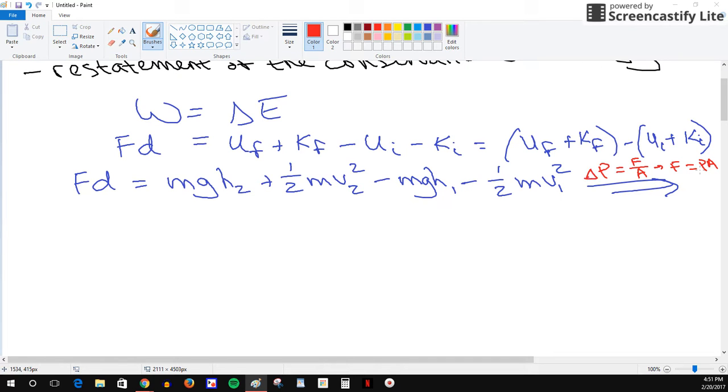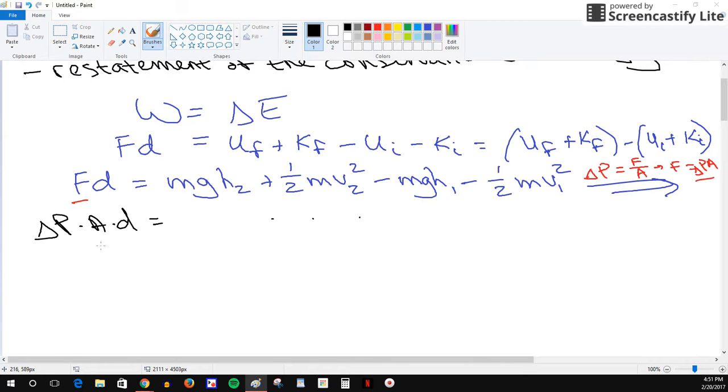Actually, let me make this change in pressure, right? We're causing a change in pressure when we apply a force over an area. Okay, so now I could substitute in F is equal to delta P times A. So let me do that now. So delta P times A times D is equal to, and then we're just going to keep the right-hand side of the equation constant.